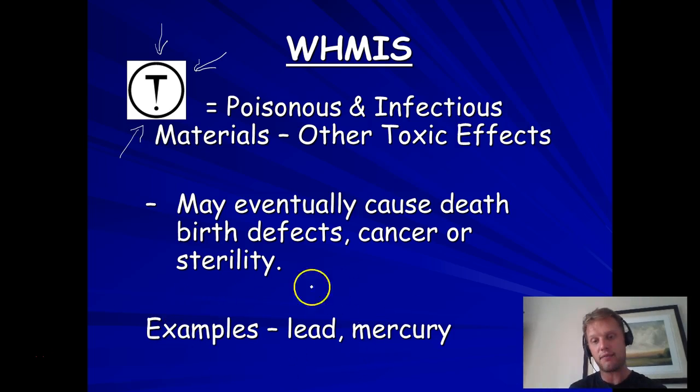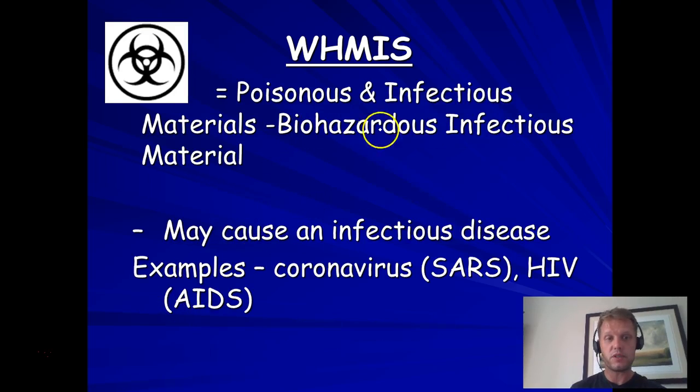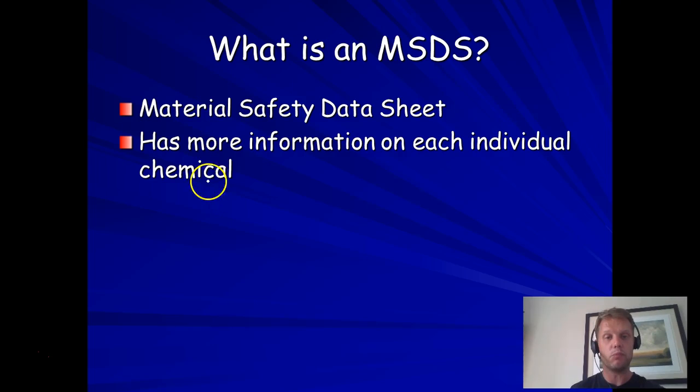Any lead or mercury that we'd have in this school is stored in a way that is not poisonous and infectious. But you have to be very careful when you're dealing with things like lead and mercury because they can cause long-term effects. We have poisonous infectious materials. These are biohazardous infectious materials like viruses, for example. You may have heard of SARS before, or any sort of virus or biological material that can make you sick would have this symbol on it.